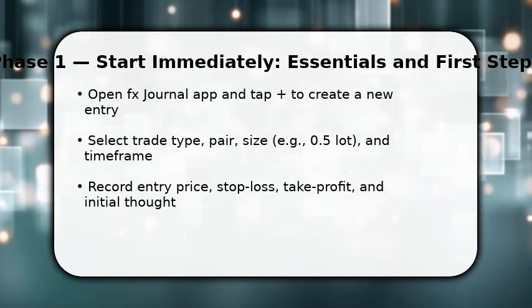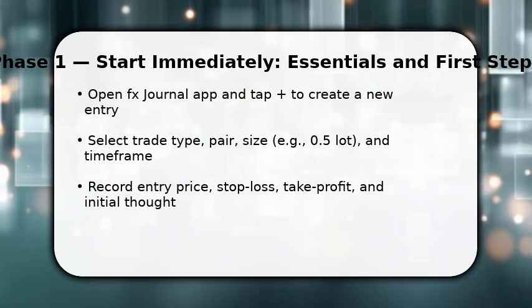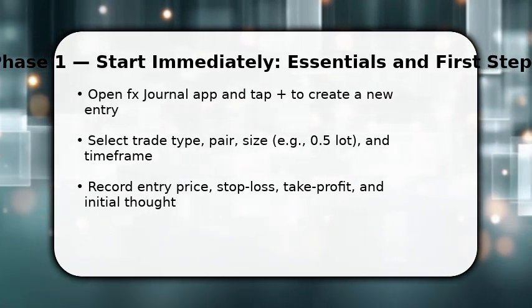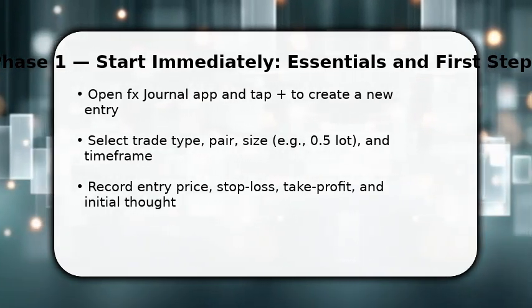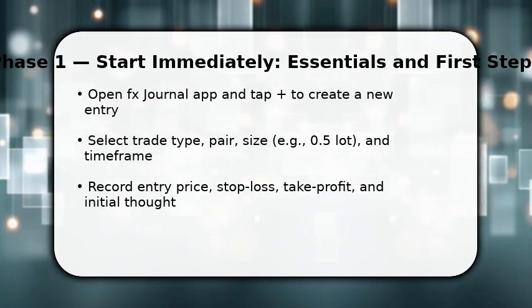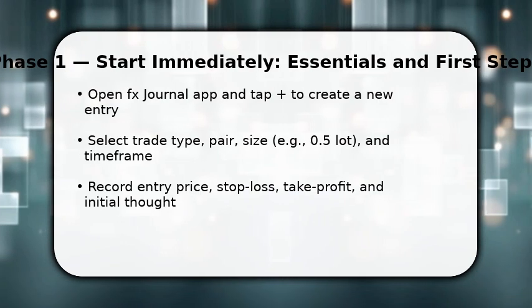Once the form appears, choose trade type and pair, enter size like 0.5 lot and add time frame. Make sure to fill entry price, stop loss, and take profit. These are essential anchors for later analysis. As you type your initial thought, be concise. This preserves the mental state that drove the trade.